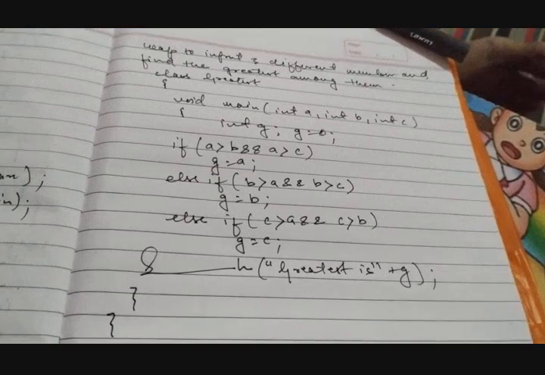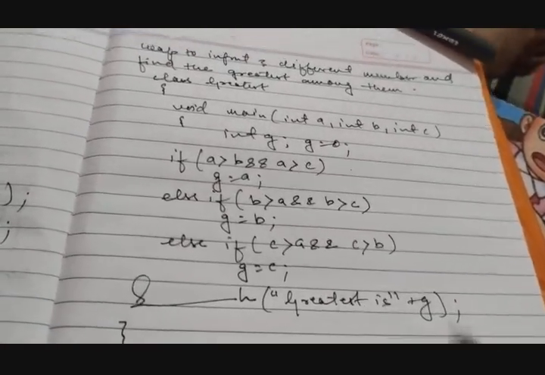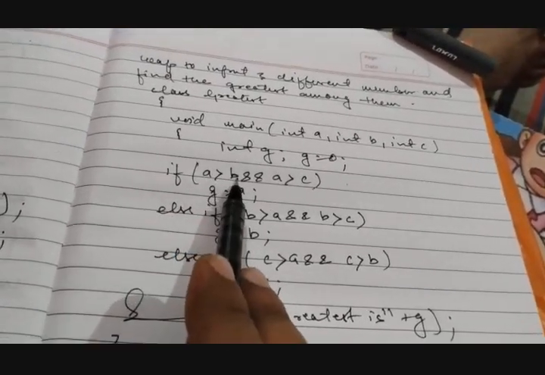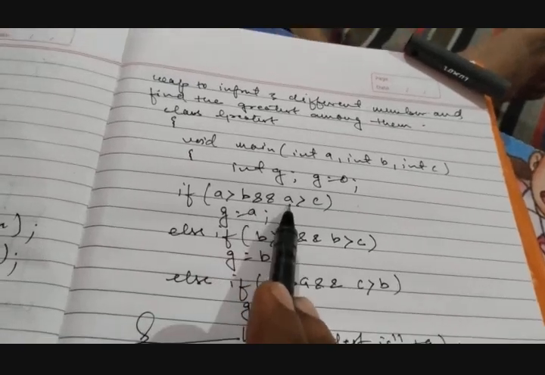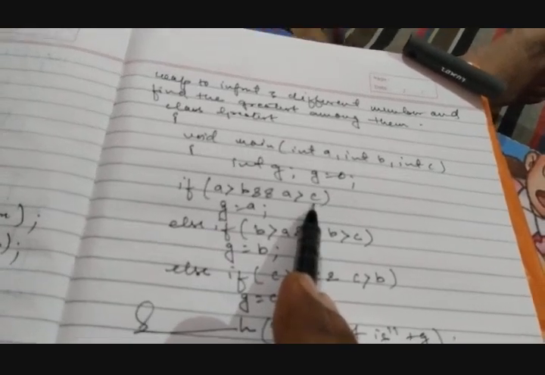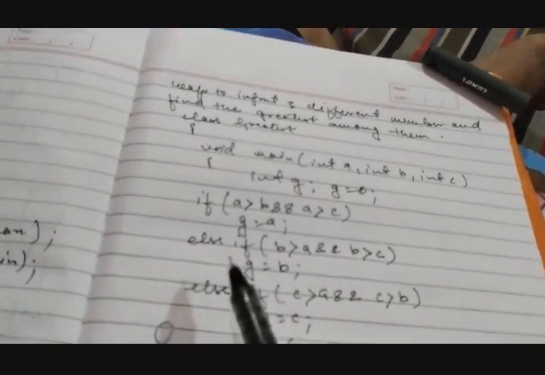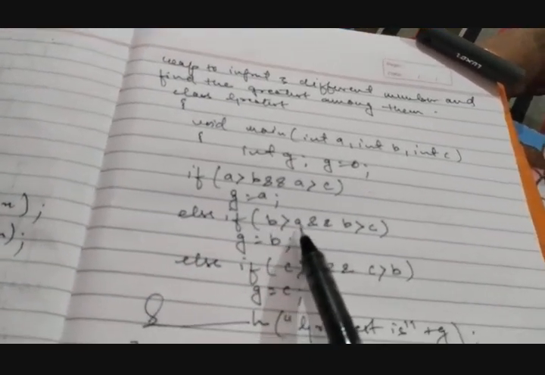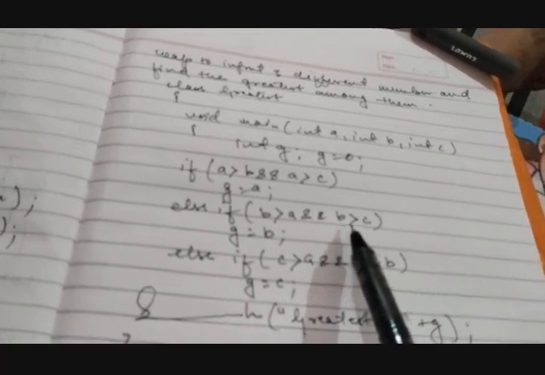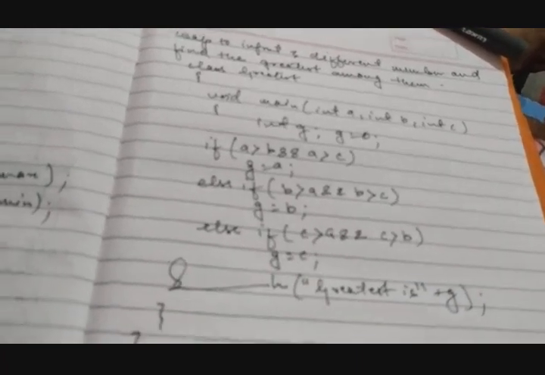Alright, you have taken the three numbers and are checking whether the first number is greater than the second and the first number is greater than the third number, then the greatest is a. In the same case, if the second number is greater than the first and the second number is greater than the third, then the greatest is b.